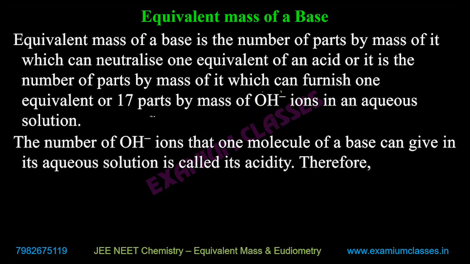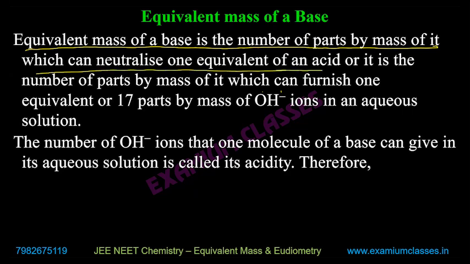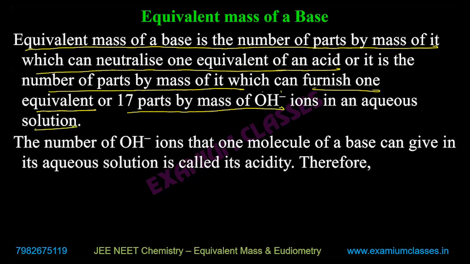So I am reading the definition. Equivalent mass of a base is the number of parts by mass of it which can neutralize one equivalent of an acid, or it is the number of parts by mass of it which can furnish one equivalent or 17 parts by mass of OH minus ions in an aqueous solution. 17 parts by mass. Why? Because the molar mass of OH minus will be 16 plus 1, that is 17 gram.